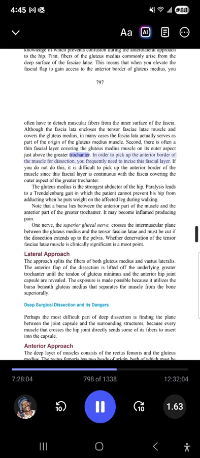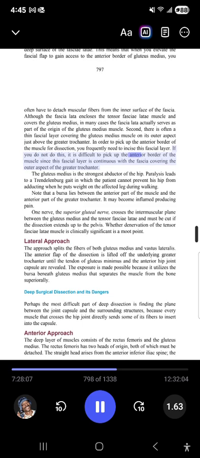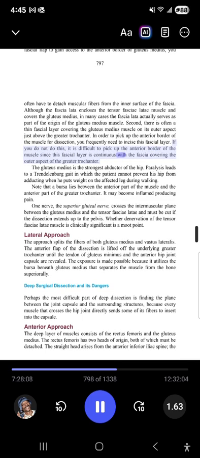In order to pick up the anterior border of the muscle for dissection, you frequently need to incise this facial layer. If you do not do this, it is difficult to pick up the anterior border of the muscle since this facial layer is continuous with the fascia covering the outer aspect of the greater trochanter.